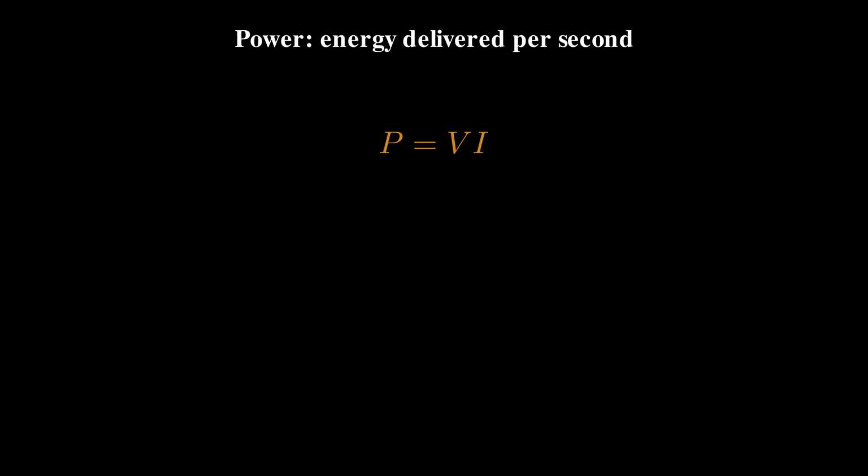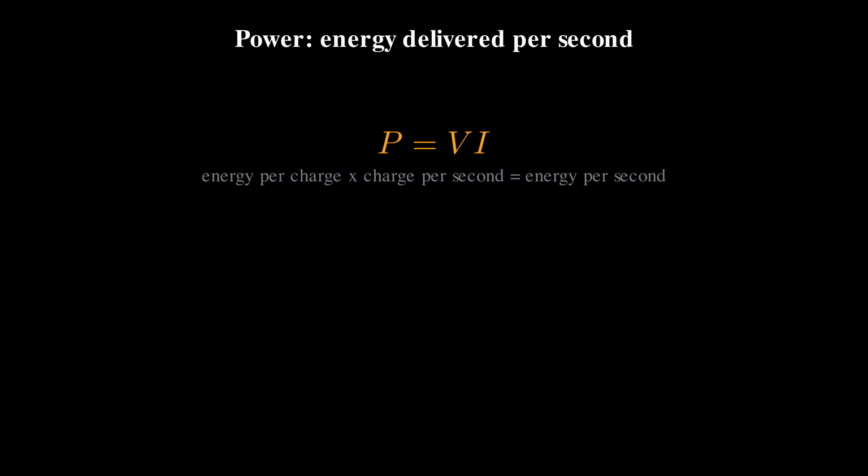Circuits do work. They heat, they light, they turn motors. So we need power. The energy delivered every second. Start simply. Power is voltage times current. That makes sense. Voltage is energy per coulomb. Current is coulombs per second.